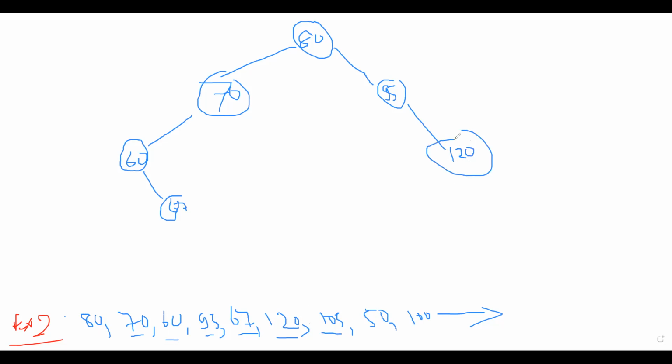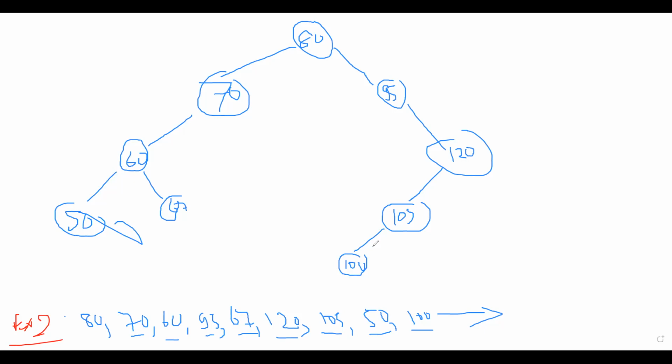Then 105, higher than 95, lower than 120, so it goes over here, right? Then 50 comes all the way over here. Then finally 100. 100 is larger than 95, lower than 120, lower than 105, so it is over here. Now, I hope you got it right.